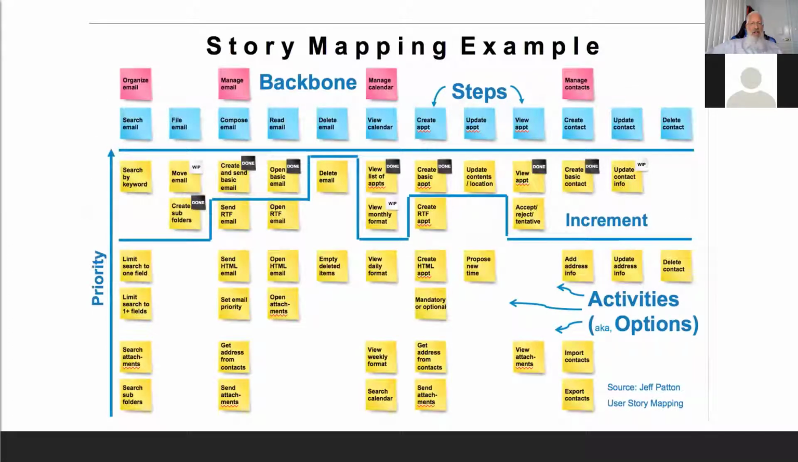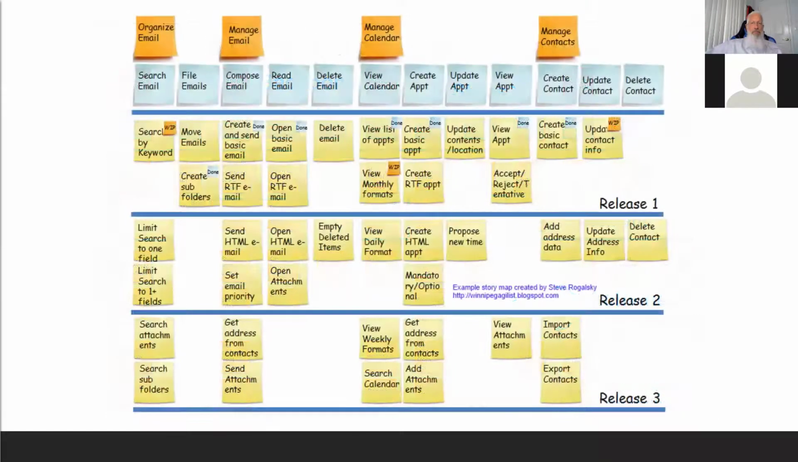Here's another image right off of the internet, and apparently the source is Jeff Patton himself, who shows how to create, looks like some sort of an email process or an email management system. He introduces these pink cards, which I call themes. Then you've got the backbone and the ribs. In this user story map, there are 12 activities, still a pretty manageable number.